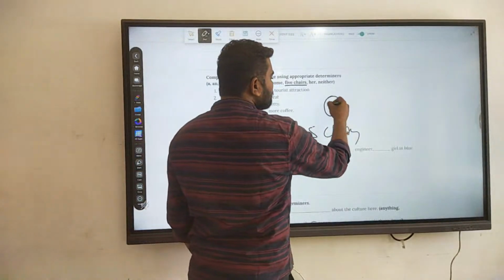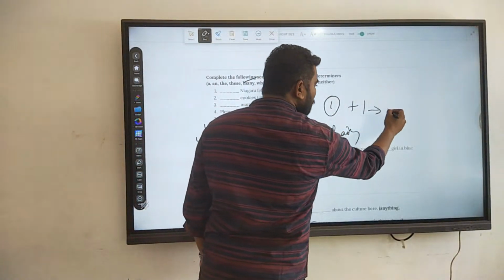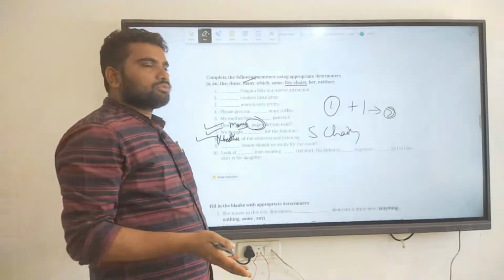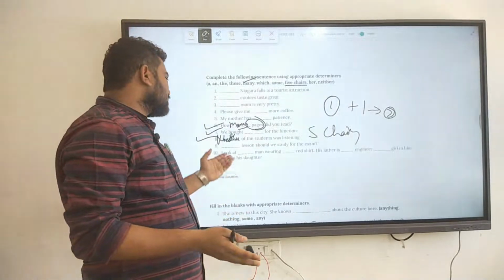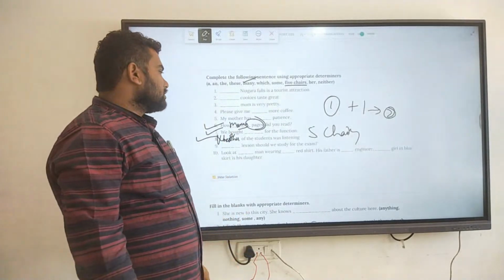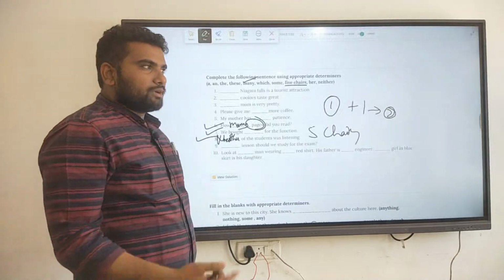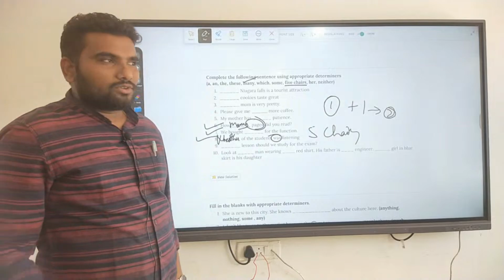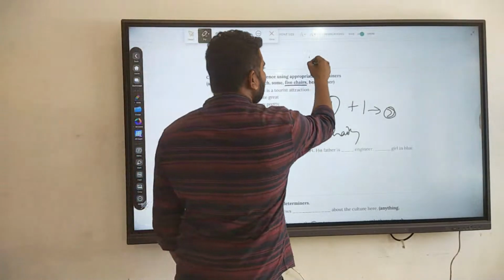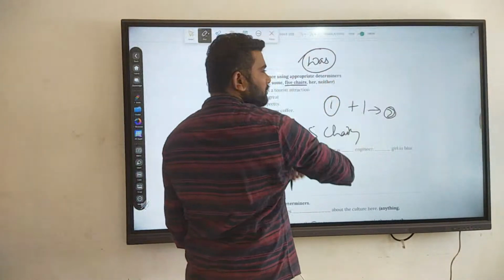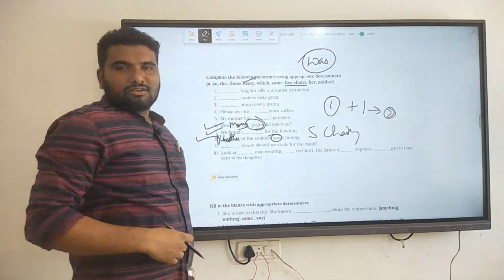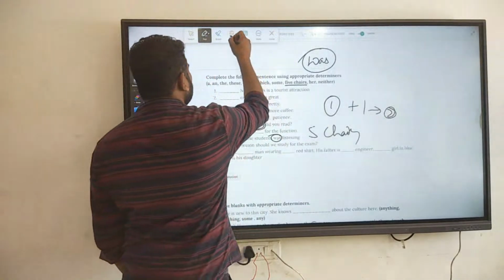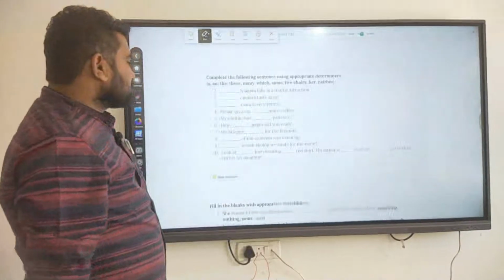For example, if it is more than one, you are going to use students. If it is a single boy, we call him a student. So that's the reason: neither of the students was listening. And you might ask me, sir, here was is also available. So when you use neither nor, you use was. It depends upon the subject as well.